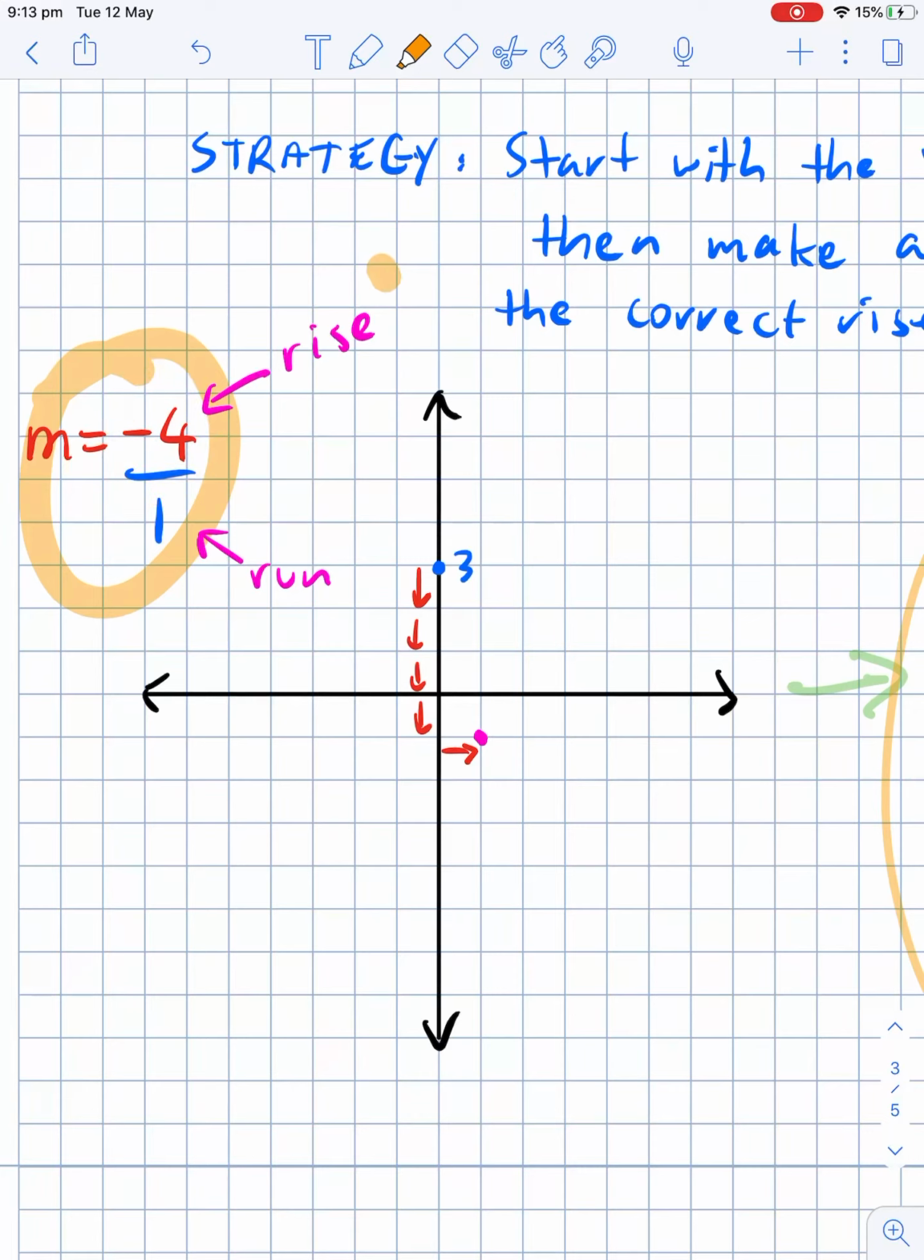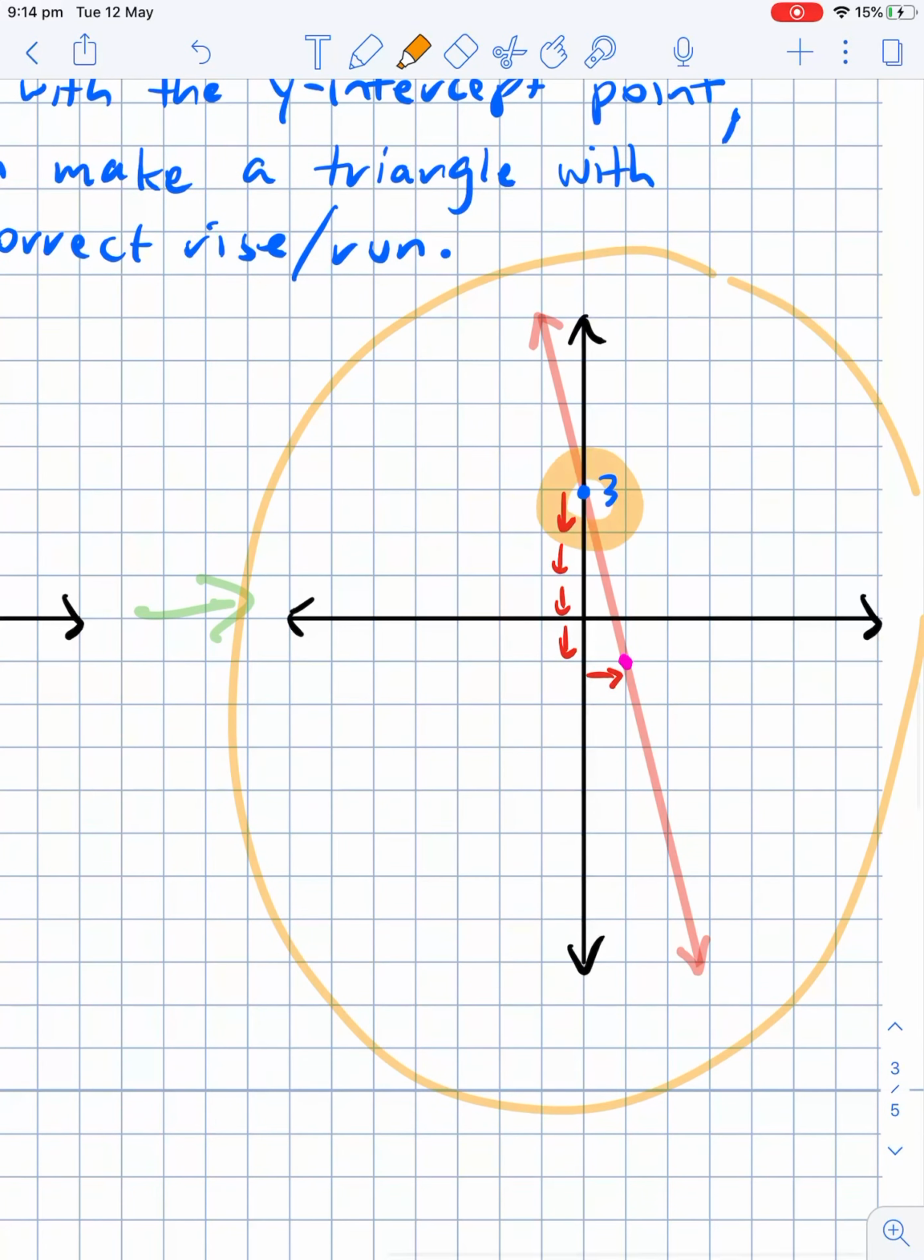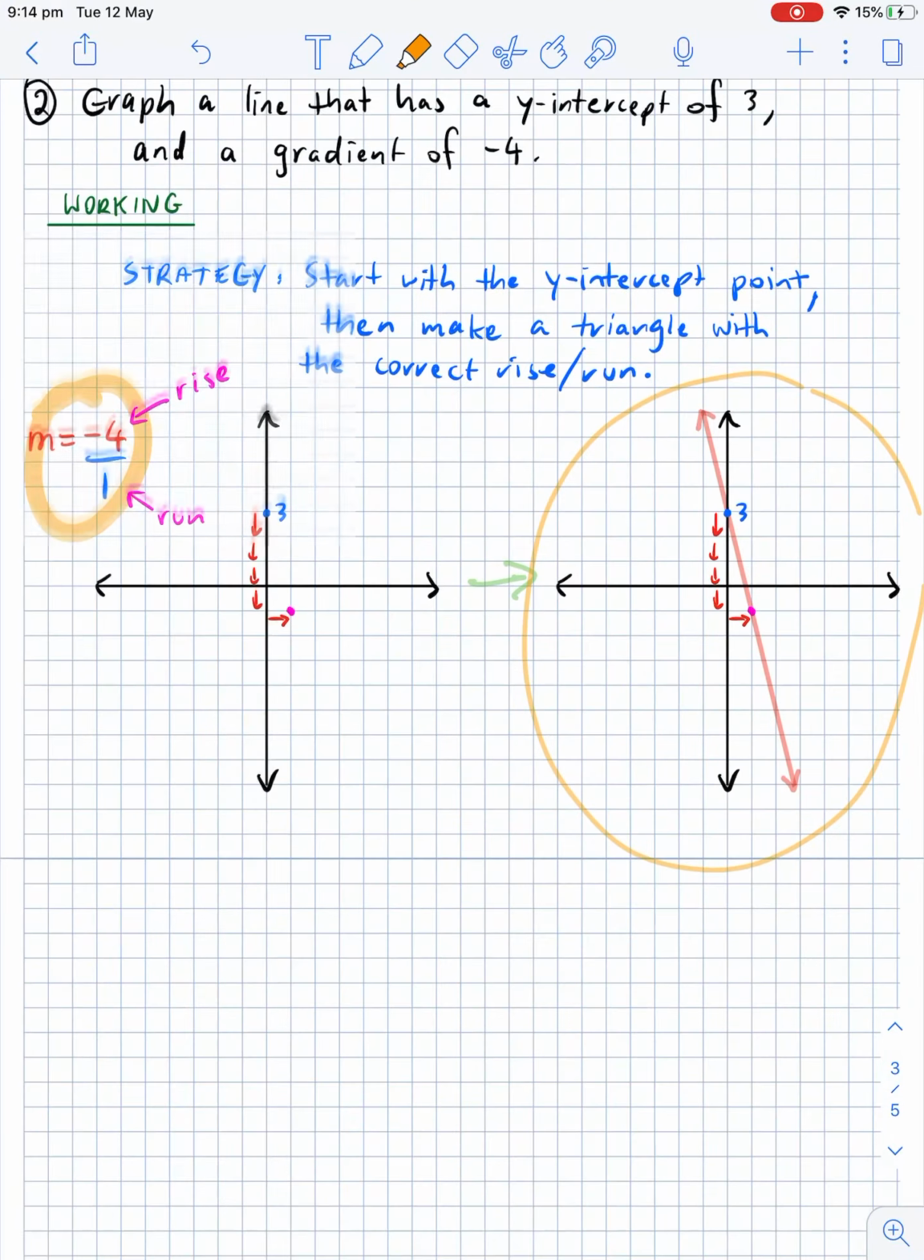So I need to rise -4. That's like going down 4. And then I need to run 1 across. So you'll notice from this point here, I went down 1, 2, 3, 4, I went down 4, and then I ran across 1. And so I got another point on my line right here. And then what I can do with these 2 points is draw a straight line straight through them. So then we get this line here, straight through those 2 dots. So that line there has a y-intercept of 3 and a gradient of -4. You can see that from left to right, it goes downhill. So it's definitely negative. Okay, good luck with the questions.